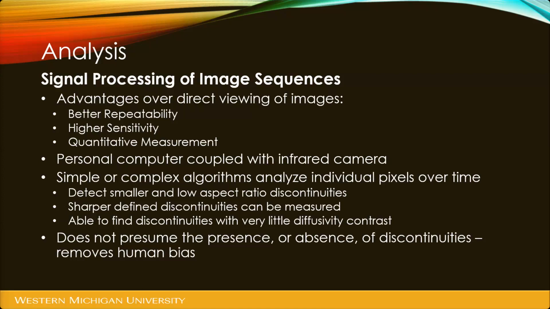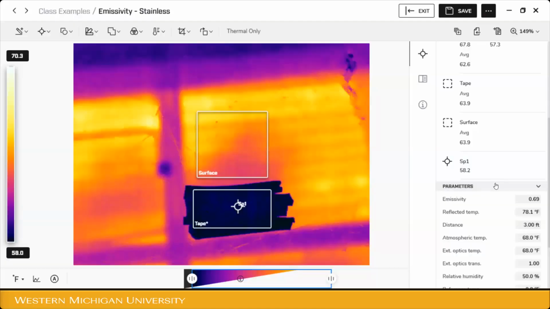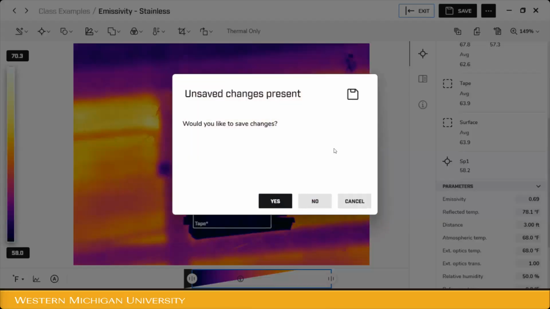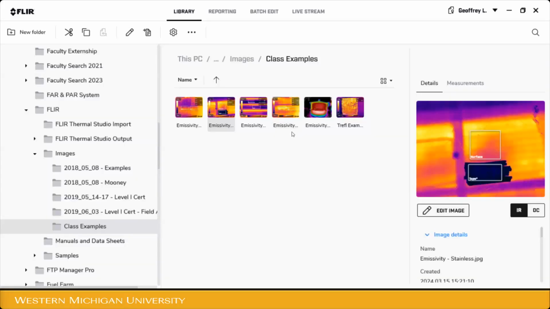All kinds of different algorithms, from fairly simple to very, very complex, to detect things like those low aspect ratio discontinuities or cracks versus things like delamination, or areas with very little diffusivity contrast. So I showed you an example there of very high diffusivity contrast. The tape had a high diffusivity, the stainless steel surface had a low. An example of kind of the opposite of that is something where the diffusivities are very similar.